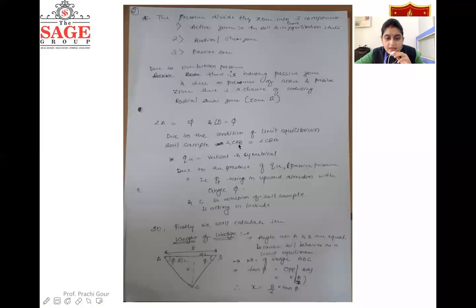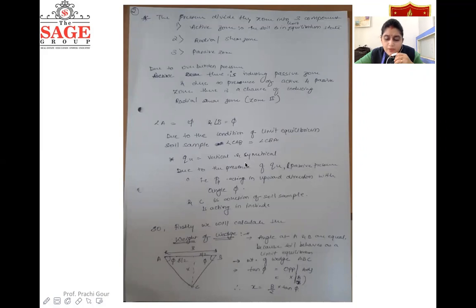Angle CAB is equal to angle CBA, because as we have seen, both the angles are phi. So we have the condition of limit equilibrium, and from there we can write that angle CAB is equal to angle CBA. Also QU is vertical and symmetrical, due to the presence of QU, and the passive pressure PP acts in the upward direction with the angle phi.